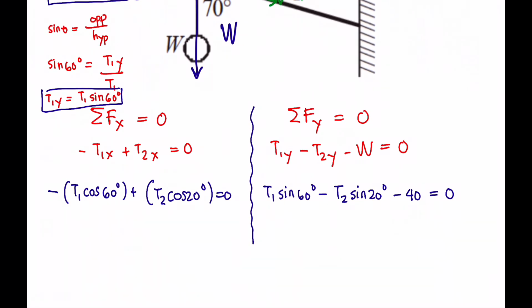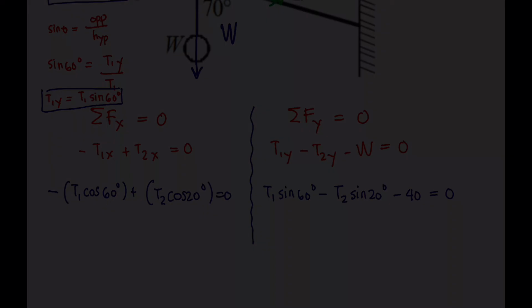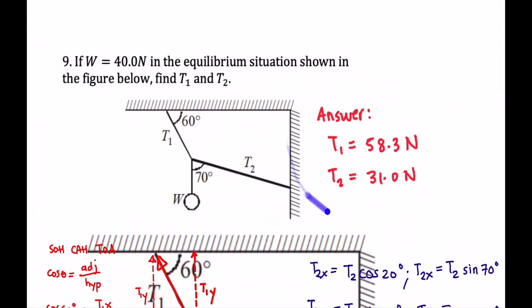And the rest is just mathematics. So having said that, as you manipulate, as you solve this problem, you have two equations with two unknowns. So you should be able to come up with this answer. T1 is equal to 58.3 newtons and T2 is equal to 31.0 newtons.